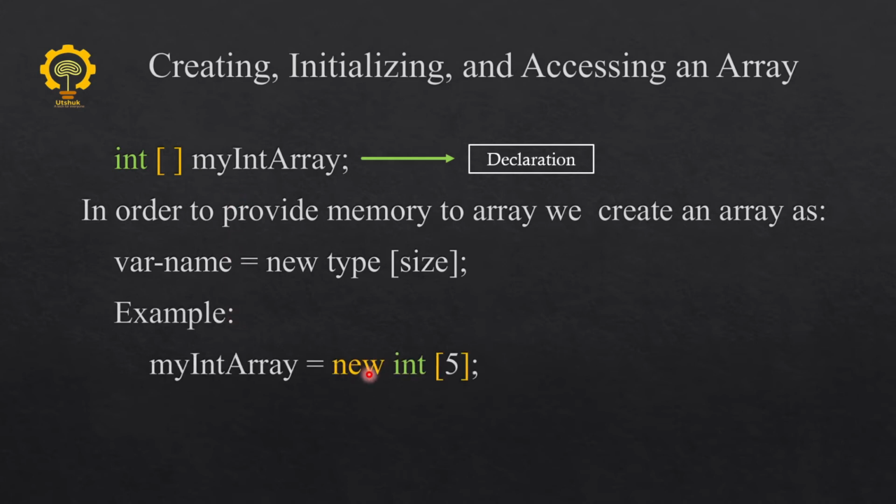Using the new keyword, we allocate memory to an array, and the size of the array is 5. So this is the instantiation of an array. This creates the actual array and allocates the memory. So only after the instantiation, the actual array is created. If we do this only, then it only declares the array, and it simply means it's a reference to an array, but the actual array is not created.